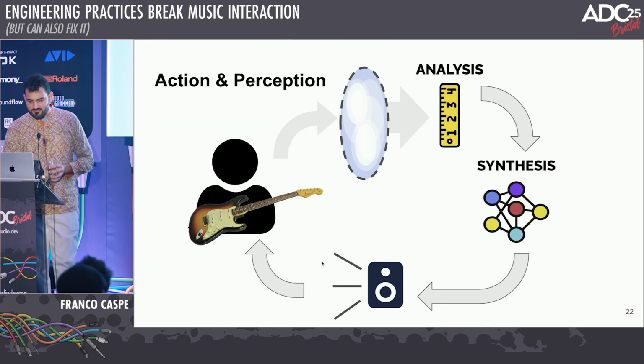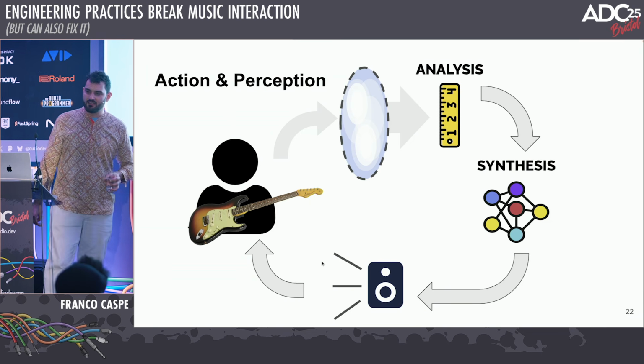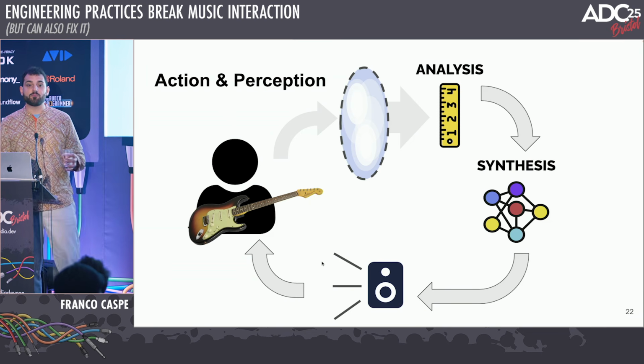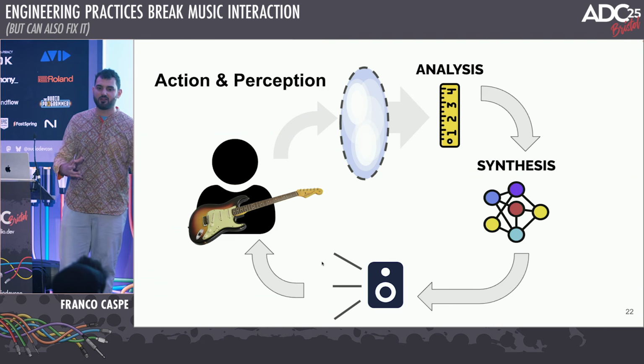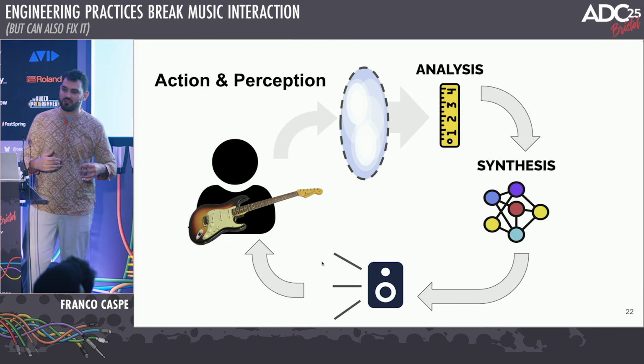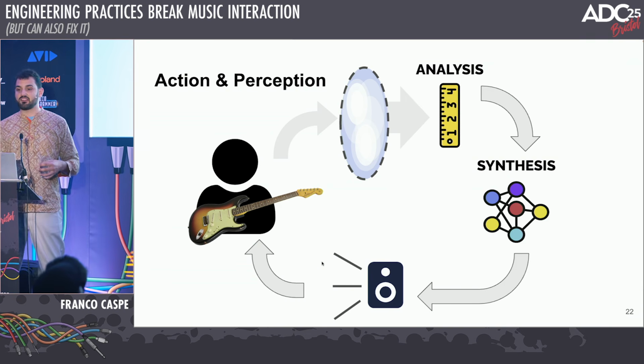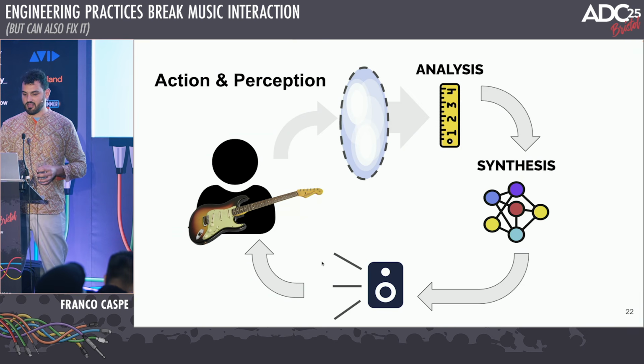So the question is, wouldn't we be able to create a representation for pitch and loudness that has some space for ambiguity? Because if we have some space for ambiguity, then maybe we can actually leverage that to make a system that feels more natural to play, right?